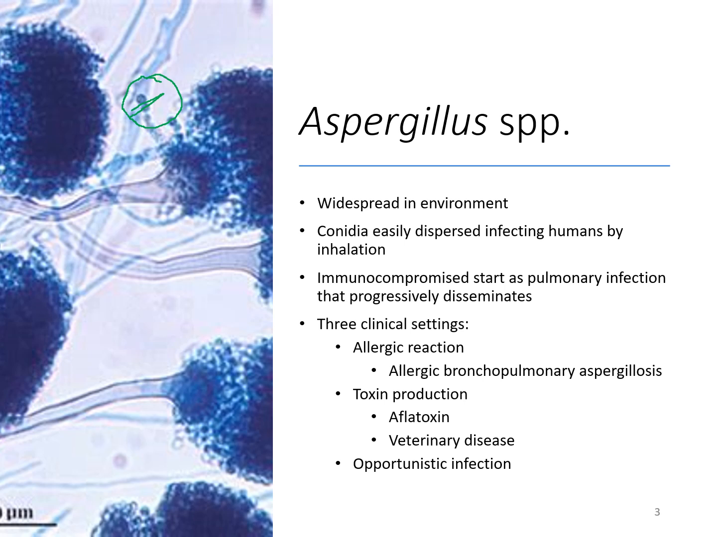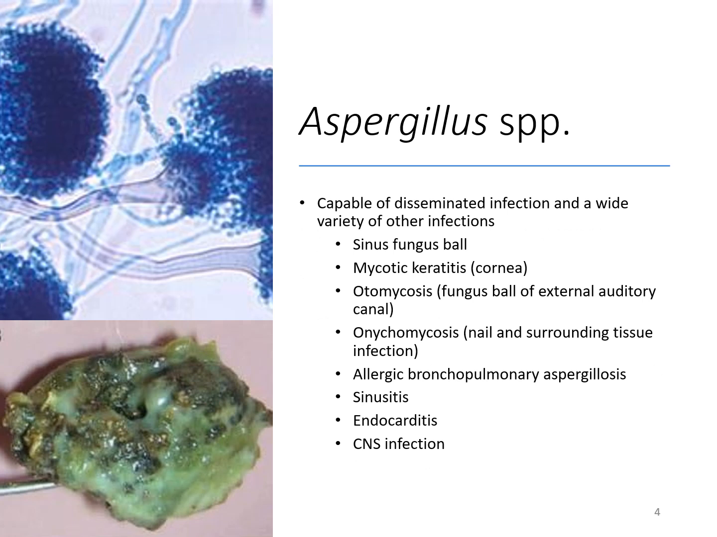Aspergillus is seen in the clinical setting a variety of ways. Three of the ways that we typically see them are through allergic reactions, or through the production of a toxin, or through some sort of opportunistic infection. Aspergillus causes a wide variety of disseminated infections. Some examples would be a fungus ball, which could be of the sinus or of the ear, as you can see in this example. It could cause an allergic type reaction. It can affect the sinuses, the heart, or the central nervous system.